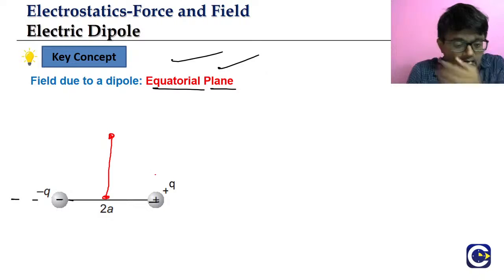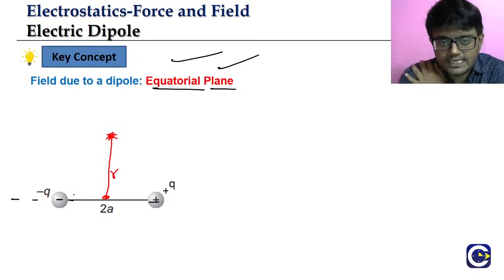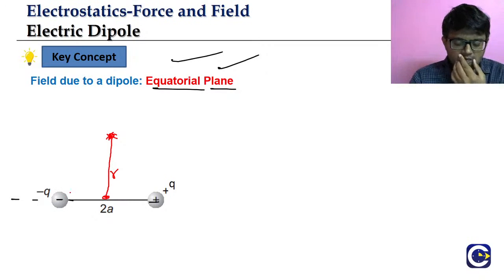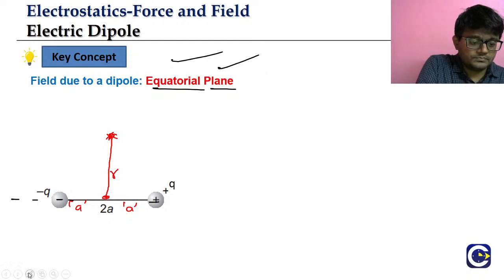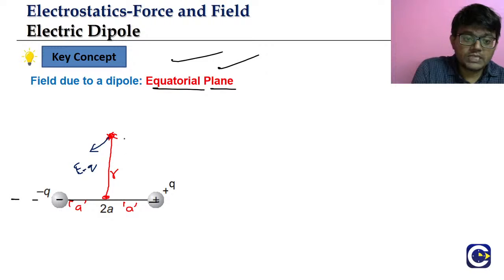On that equatorial plane we are going to take a point at a distance r from the center of the dipole. Okay? Now look, on this side this length is a, and on this side also a. The negative charge, minus q, will produce an electric field directed towards it. Similarly, the positive charge will produce an electric field directed away.